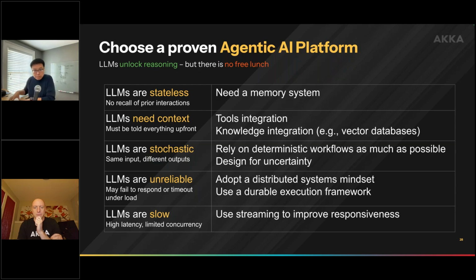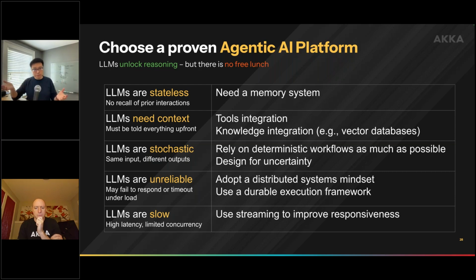So you need a platform that has good tools integration, knowledge integration with vector databases and other systems where you're actually retrieving your knowledge. LLMs are stochastic, so the same input can produce different outputs. So you want to rely on deterministic workflows as much as possible, and you want to design for uncertainty. LLMs are unreliable, so they may fail to respond, they time out under load.